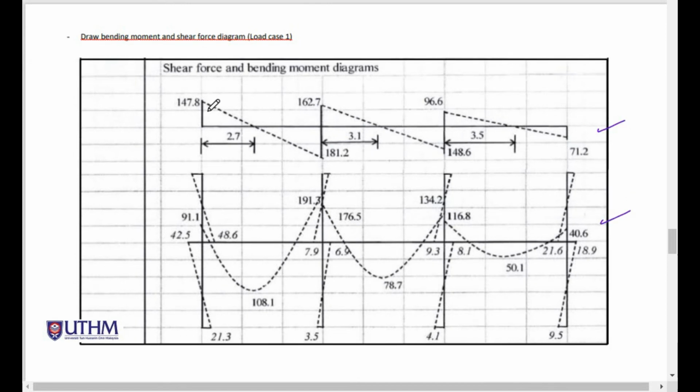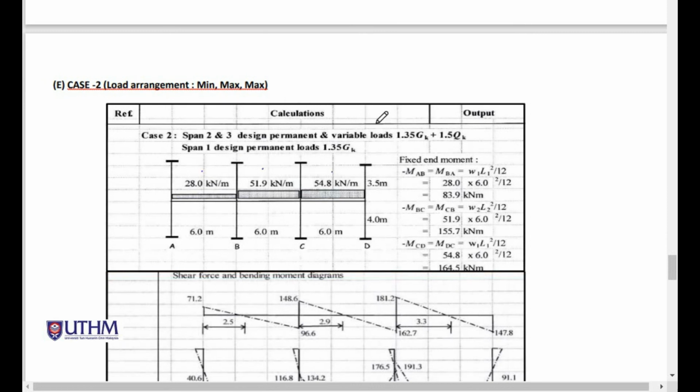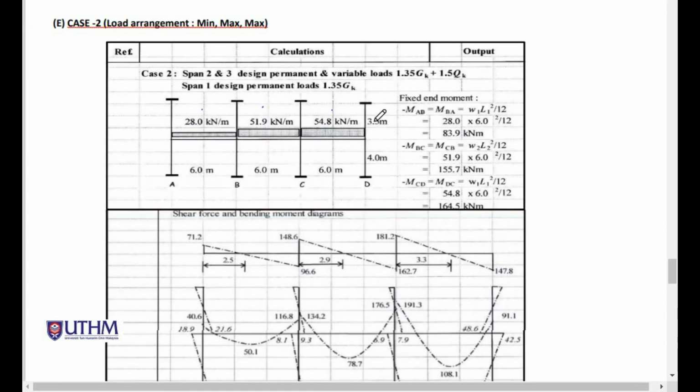The shear force diagram should have 3. Sorry, that is not it, that one is near the last. Okay, so this is for case number 1. This is the final result for case number 1. And then you proceed with case number 2. Case number 2 is minimum, maximum, maximum. So the process is similar to case number 1.